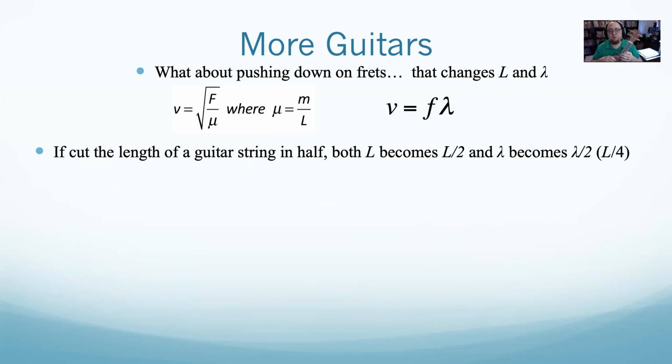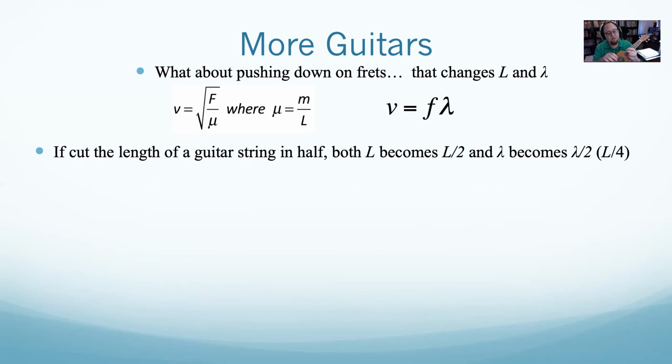What that means is when you play a guitar and you push down, you are changing the length of the string. If you change the length of a string, that'll change the velocity of the wave, since velocity depends on mu and mu depends on L. But it also will change the wavelength, since the wavelength of the string, as I said before, was just twice the length.